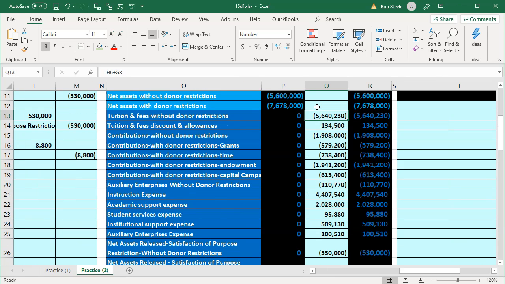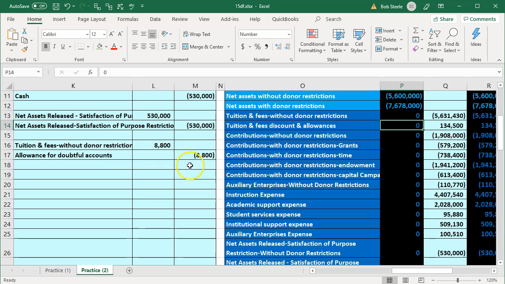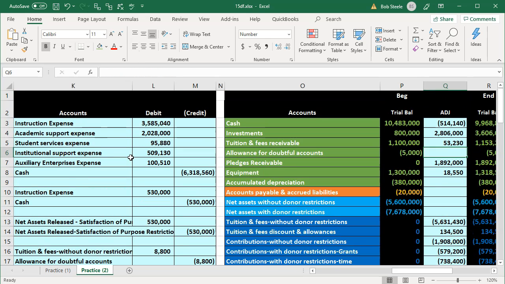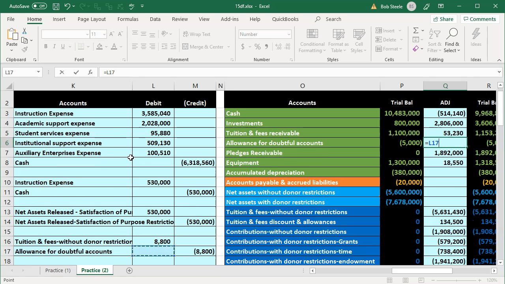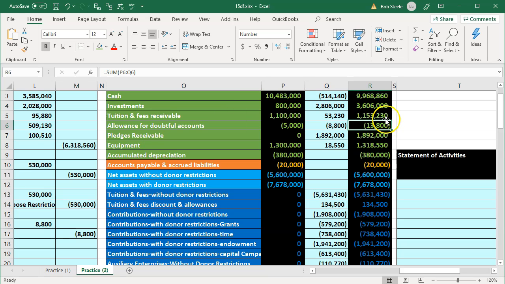We are in cell Q13. So within Q13, something is in there, so I'm going to say F2 plus F2. Scroll back over and we'll pick up that 8,800 and enter. Then we want the allowance for doubtful accounts. That's going to be up top. Scrolling up top, allowance for doubtful accounts is a credit balance account. It's a contra asset account. We're going to say in Q6 equals, and then scroll back down, picking up that credit of 8,800. It then goes up, bringing the book value of the receivables down.